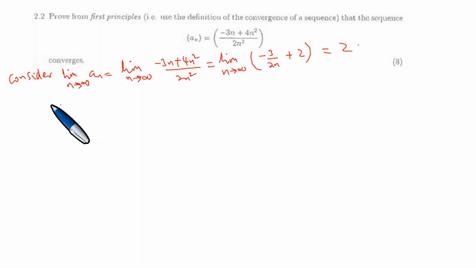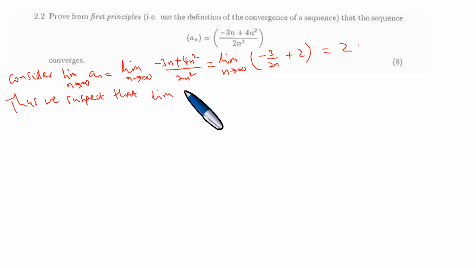Right, so if you consider that this limit is 2, thus we suspect, we use the word suspect, that the limit is 2. So in other words, it is not a proof, what we have done. The fact that the limit is 2 is some form of suspicion.